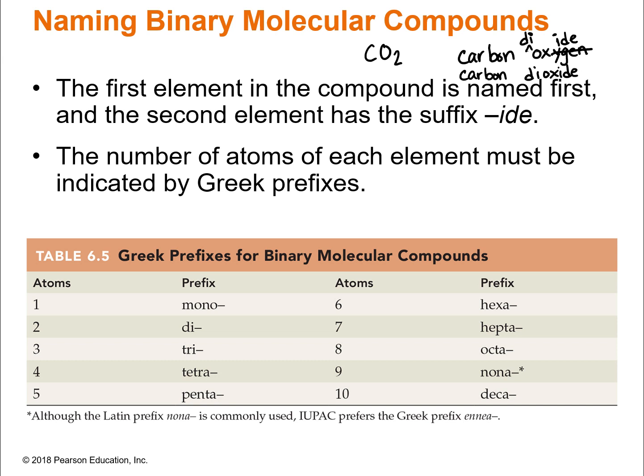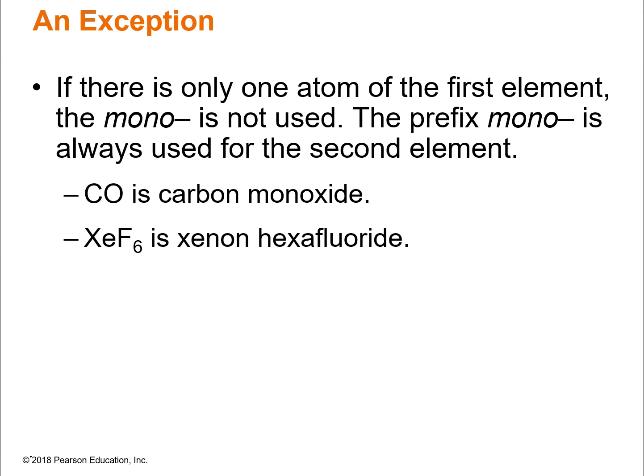I'm not going to give you these prefixes. Most of them you already know from math. If you don't know them, then you're going to need to know them. But I am not giving this to you for the exam. As I said, there's an exception. If there's only one atom of the first element, you don't use mono. But you will use mono if there's only one of the second element. So like in carbon monoxide, there's 1 carbon and 1 oxygen. But see, you use mono only for the oxide.